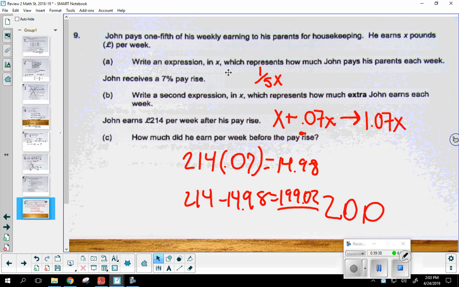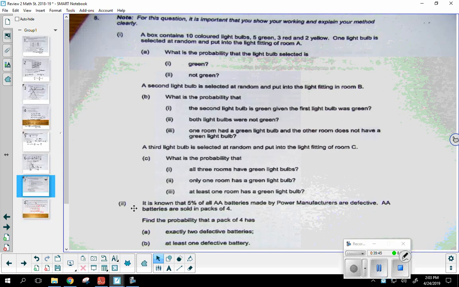Any questions? About 8? When it says both light bulbs were not green, does that mean both at the same time? That means whatever bulb was chosen for the first room, another bulb was chosen for the second room, neither of those were green. So both not green at the same time.